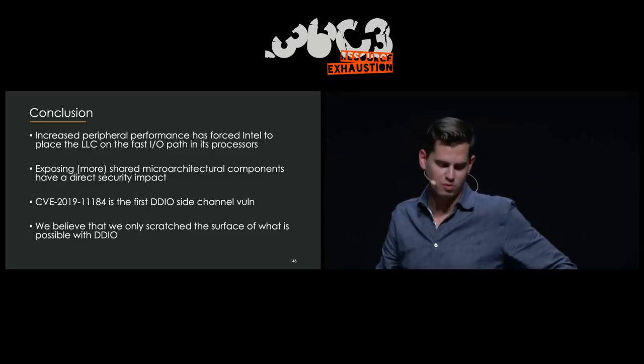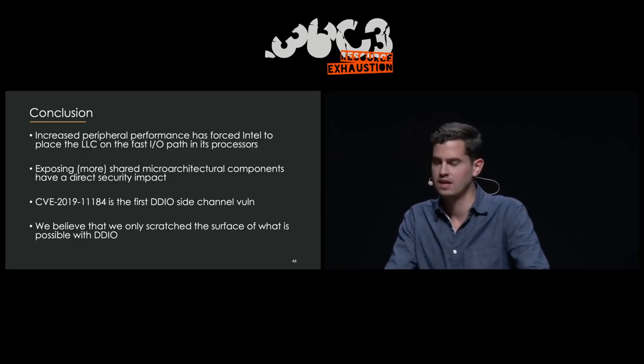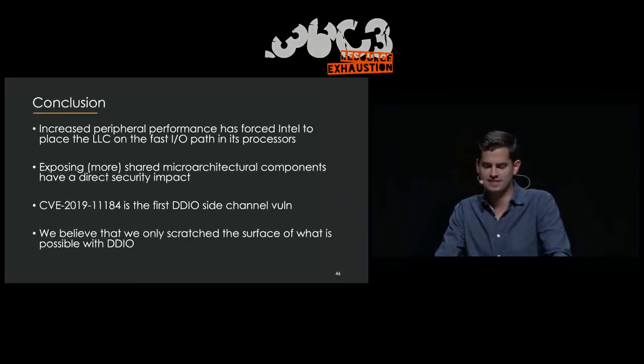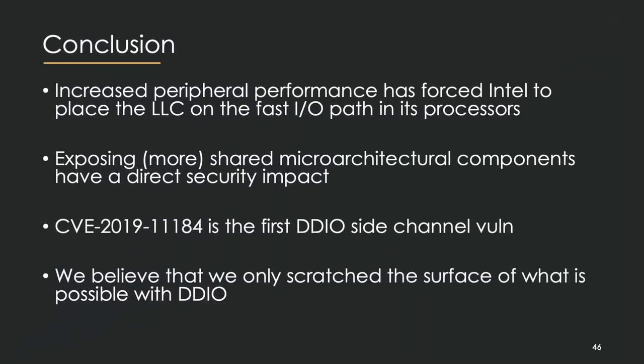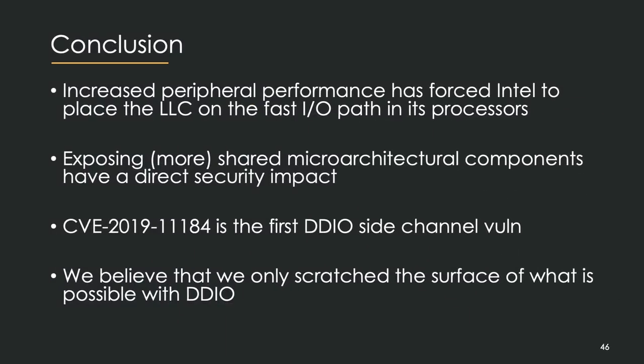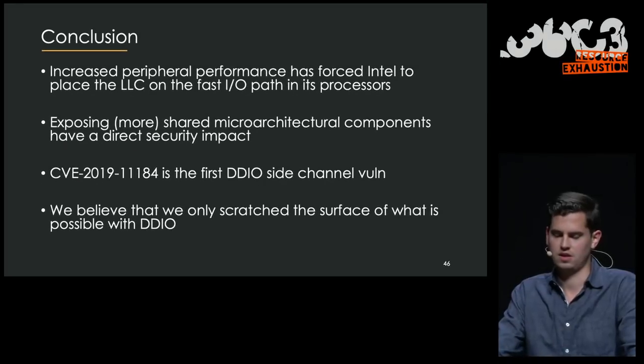Increased peripheral performance has forced Intel to place the last level cache on the fast I/O path in its processors. And by this, it exposed even more shared microarchitectural components, which we know by now have a direct security impact. Our research is the first DDIO side channel vulnerability, but we still believe that we just scratched the surface with it. Remember, there's more PCIe devices attached to them.